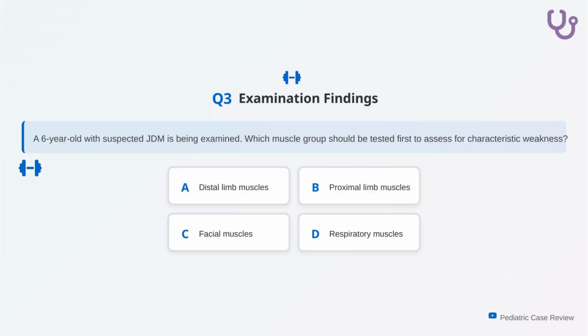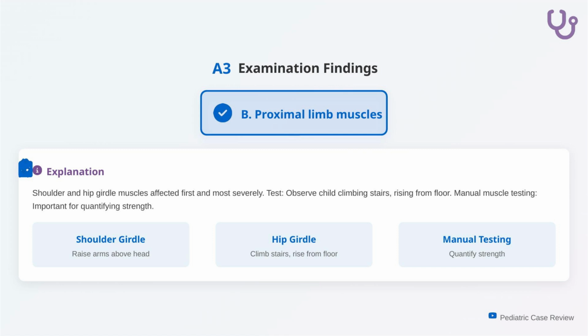A 6-year-old with suspected juvenile dermatomyositis is being examined. Which muscle group should be tested first to assess for characteristic weakness? A. Distal limb muscles. B. Proximal limb muscles. C. Facial muscles. D. Respiratory muscles. The correct answer is B.